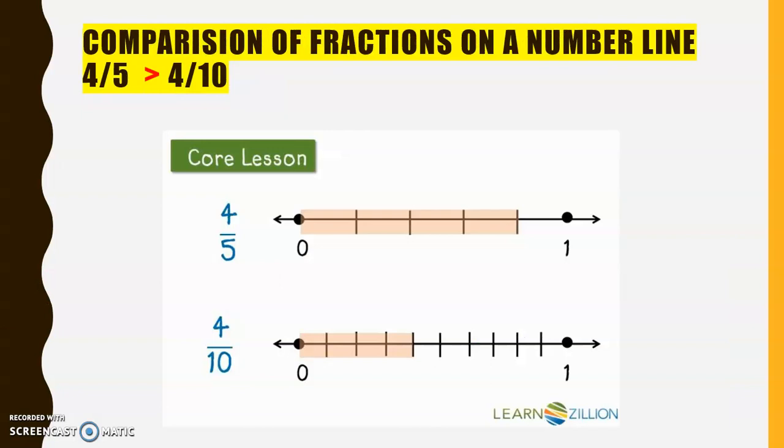Now this is another example. Let us compare 4 upon 5 with 4 upon 10. So 4 upon 5 means 4 parts out of 5 parts on a number line, and 4 upon 10 means 4 parts out of 10 parts on the number line. And very clearly it is visible which is the greater fraction. This is the greater fraction. So where will the crocodile turn his mouth? Obviously 4 upon 5 is greater than 4 upon 10.